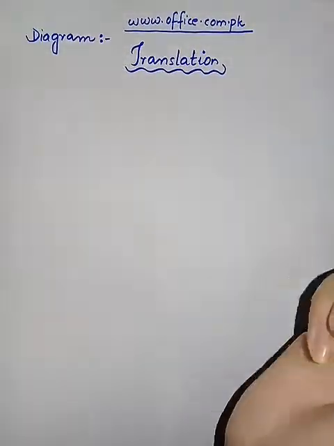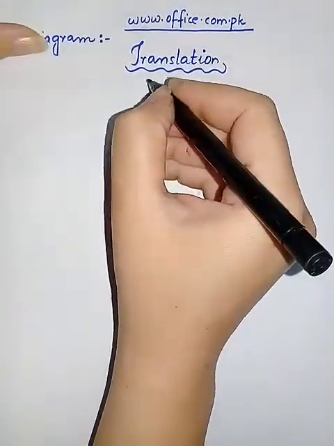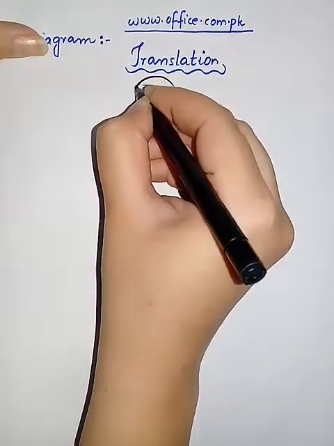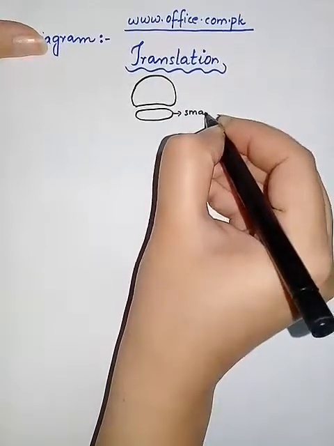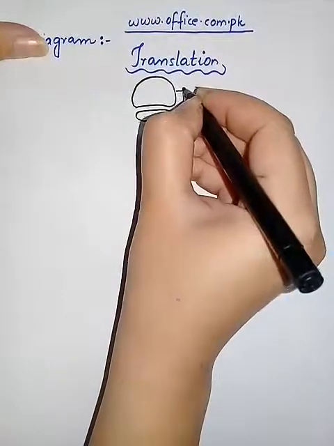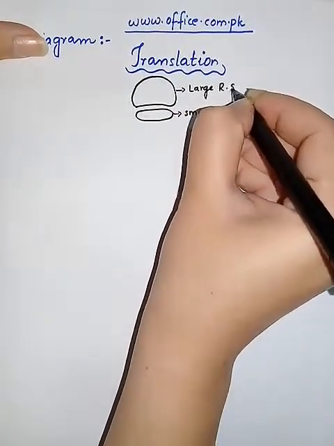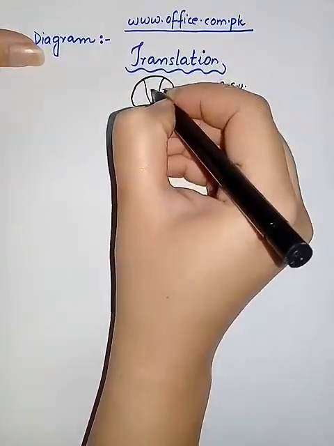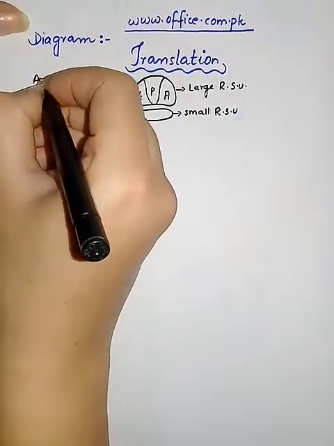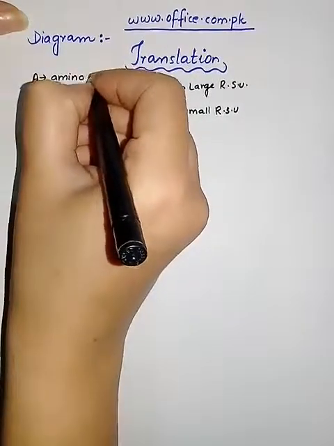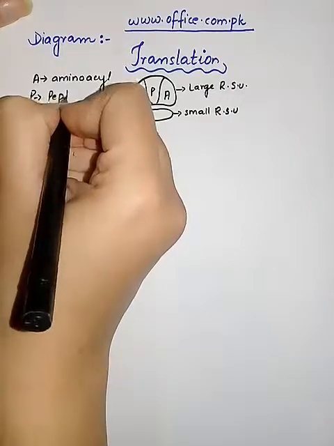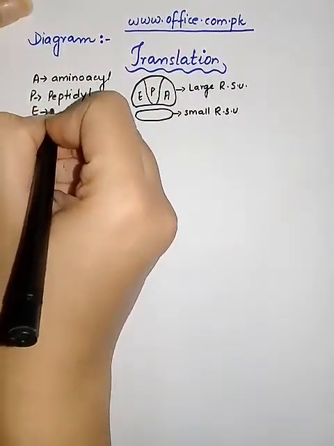Now the translation in the form of a diagram. First of all, I am going to draw the diagram of the ribosome again so that you will get the concept of how a ribosome looks. So this is the small ribosomal subunit, and this one is the large ribosomal subunit. The large ribosomal subunit has three parts, as I have told you: the A site, the P site, and the E site. Now A stands for aminoacyl, P stands for peptidyl, and E stands for exit.